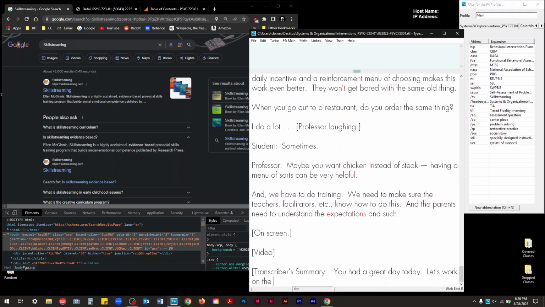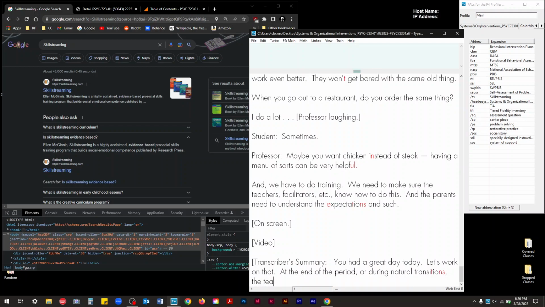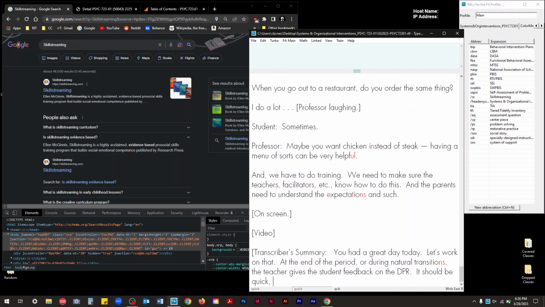At the end of the period, or during natural transitions in elementary school, the teacher gives the student feedback on the DPR. Feedback should be quick, specific, and corrective if there are things students need to work on. But overall, positive and encouraging.